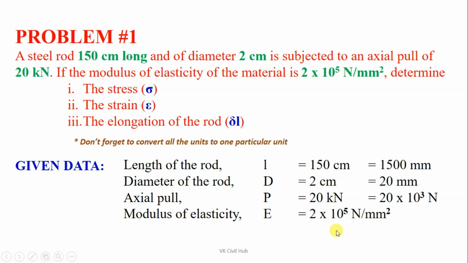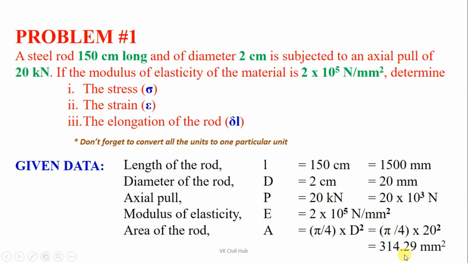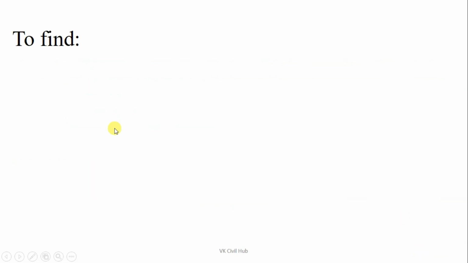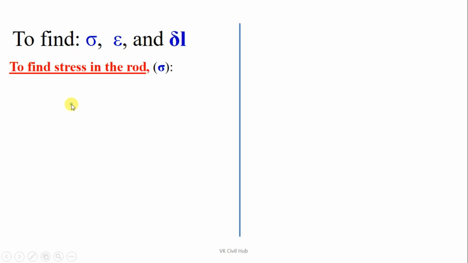With the help of this, now we are calculating the area of the rod. Since the diameter is given, this steel rod is a circular rod and we are calculating the area of the rod as A is equal to pi by 4 d square. That is the formula. So here the value of d is 20. So pi by 4 into 20 square gives you 314 mm square. Here in this problem, we have to find the stress sigma, the strain E, and the change in length delta L. So let's get into the first part to find the stress in the rod sigma.